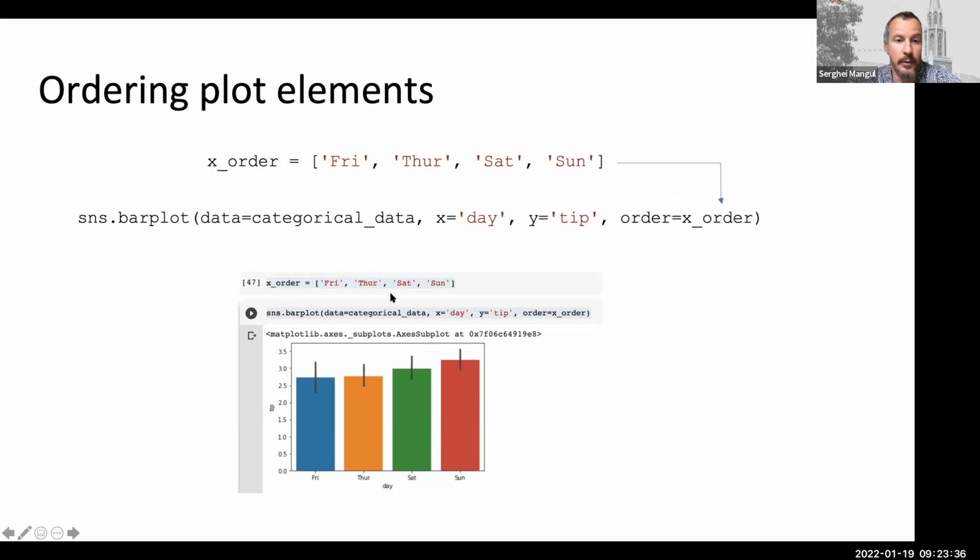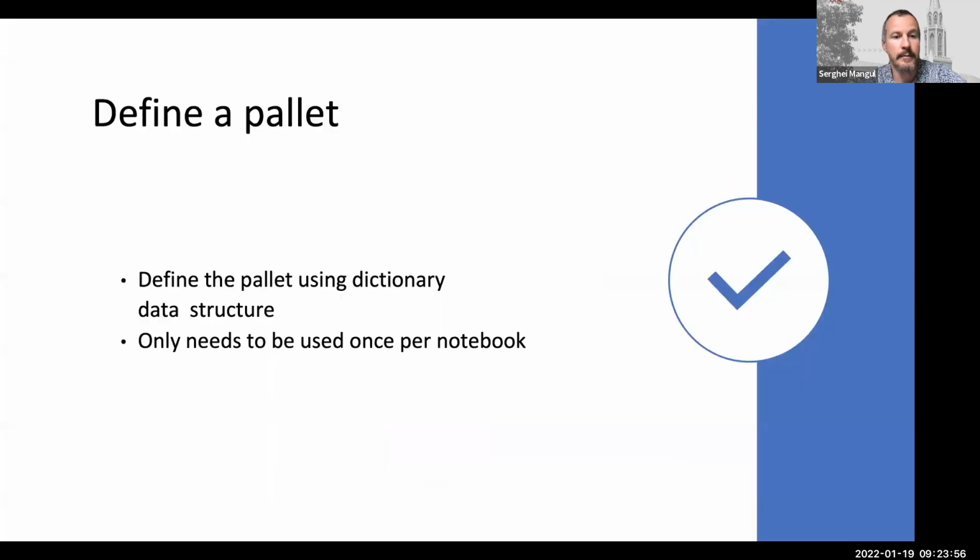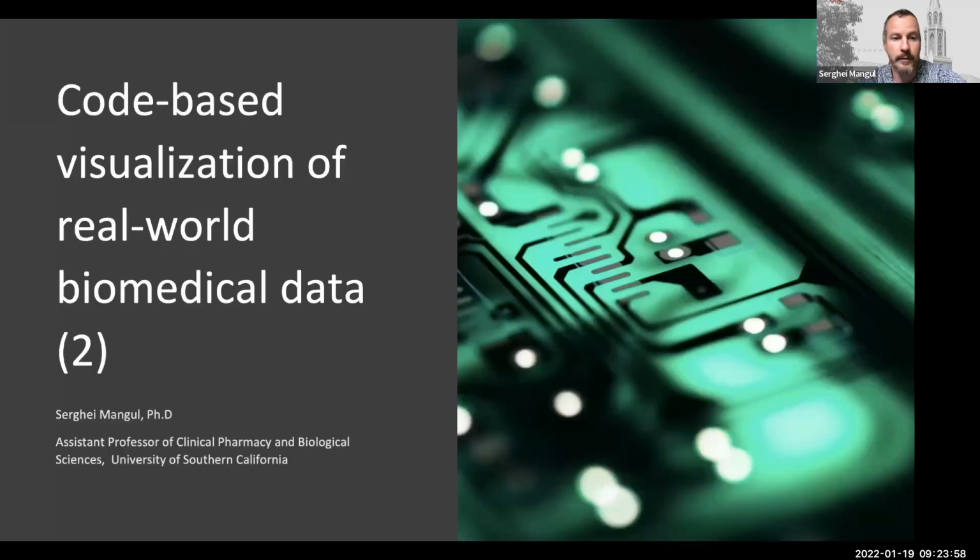I would say you can do it in a separate block. You can define this variable, and that's it. You can use it as many times as you would like. Okay, so I think that's useful, again, if you want to maintain a different order from the default. Okay. Any questions so far?